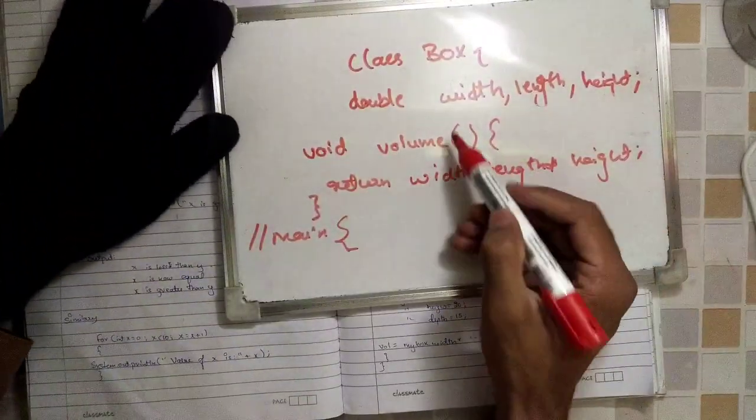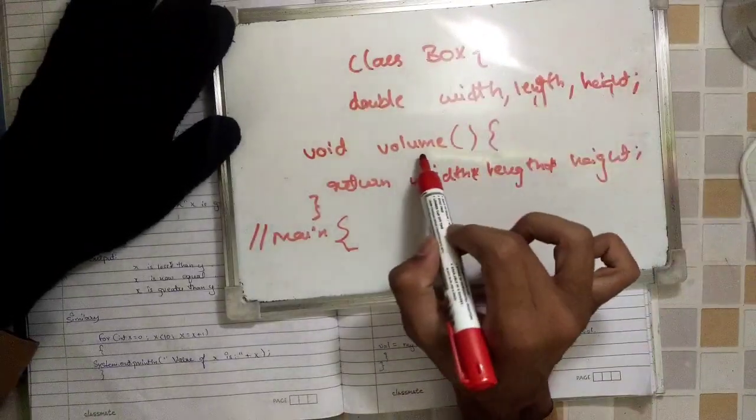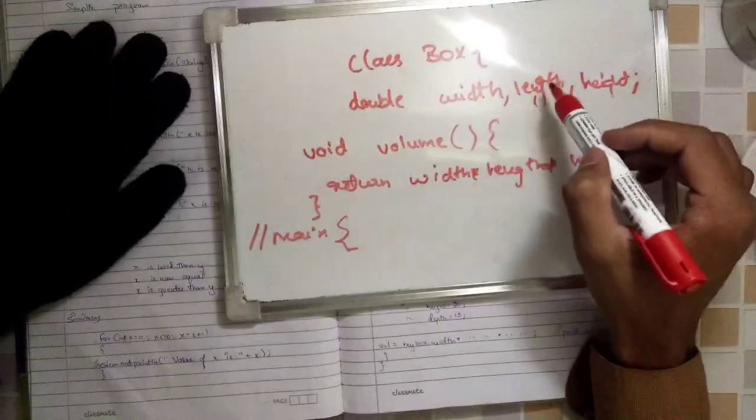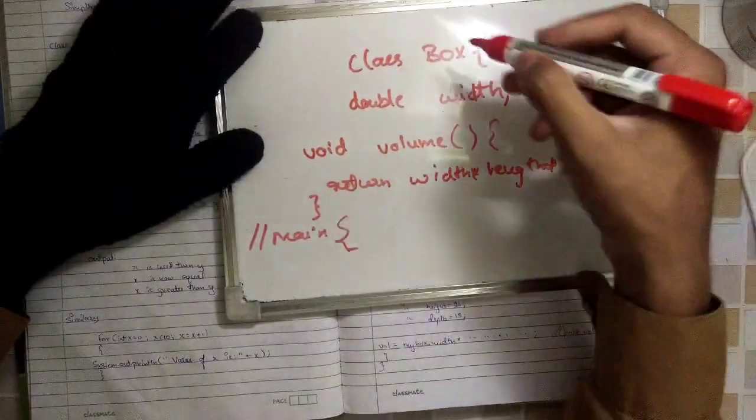So I have to create an object for this. If I want to access these members, this is nothing but my class members, and this is my class method. Now I want to invoke this function, I want to call this function, and I want to assign values to these variables. How will I do that? By creating an object of this class.